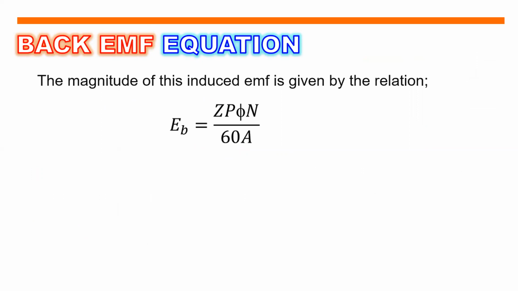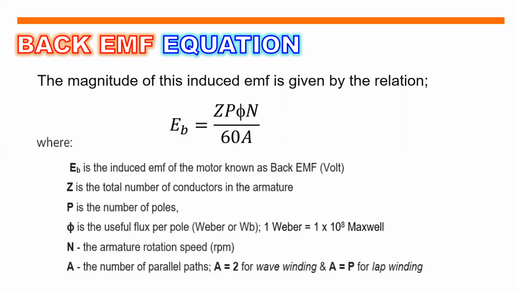The magnitude of this induced EMF o yung ating back EMF is given by the relation E sub B is equal to Z, P, Phi, N all over 60A, where E sub B is the induced EMF of the motor known as back EMF. Ang ating units dyan ay volt, where Z is the total number of conductors in the armature. P is the number of poles, and Phi is the useful flux per pole. Ang unit natin dyan ay Weber or simply WB.